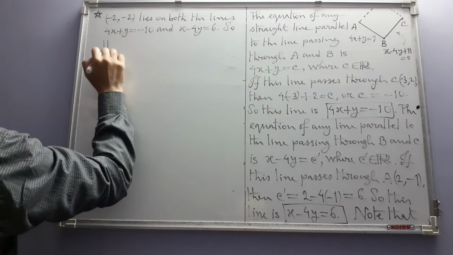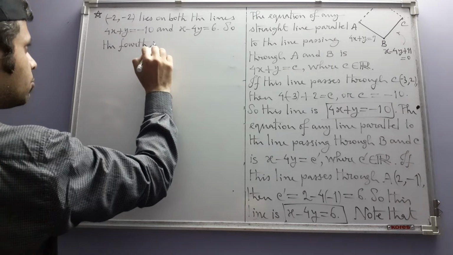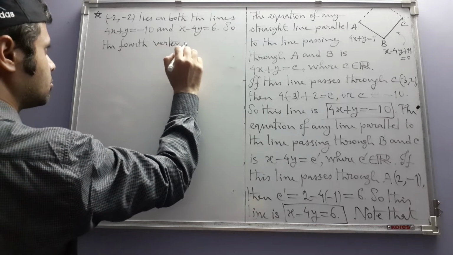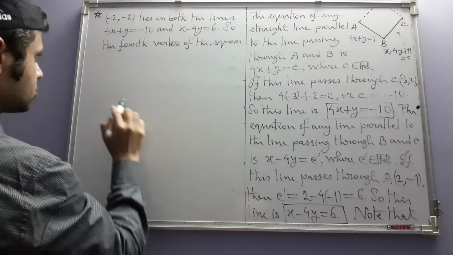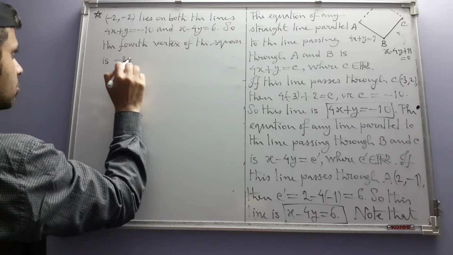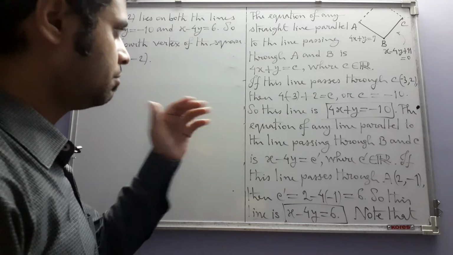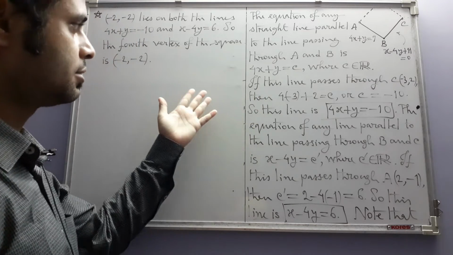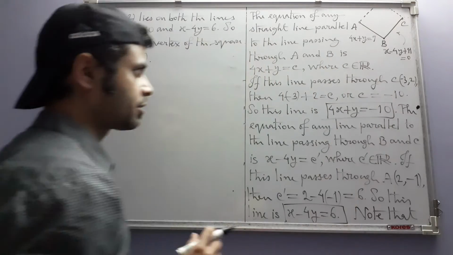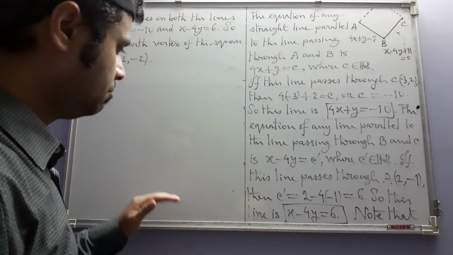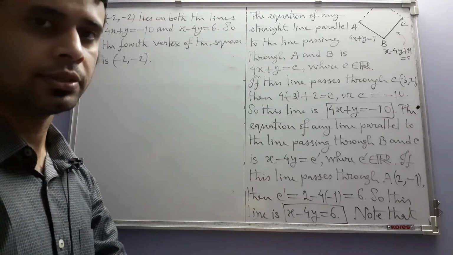So the fourth vertex of the square is this point. Oh, by the way, we forgot to conclude that this actually is going to be a square. That is, A, B and C are actually 3 vertices of a square. We should have concluded that here itself before writing these things.